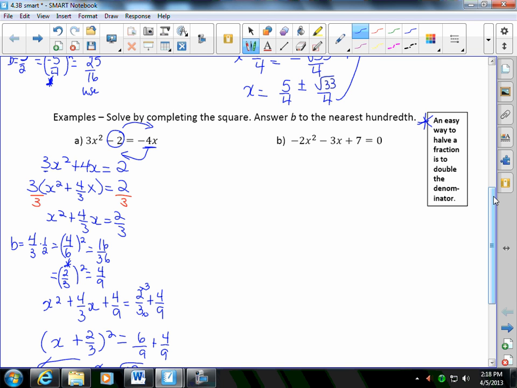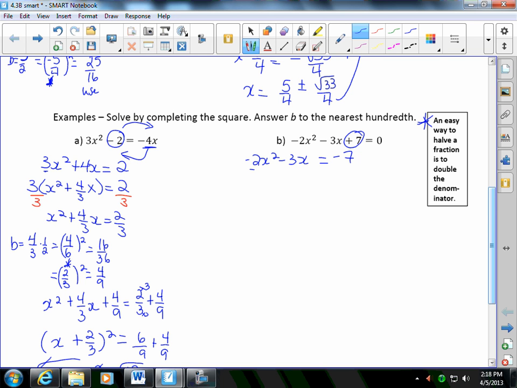Okay, B is the one that we want to work out when we get to the end. We'll actually solve it into decimal form. So negative 2x squared minus 3x plus 7 is equal to 0. First thing, I've got to move that 7 over. So negative 2x squared minus 3x is equal to negative 7.